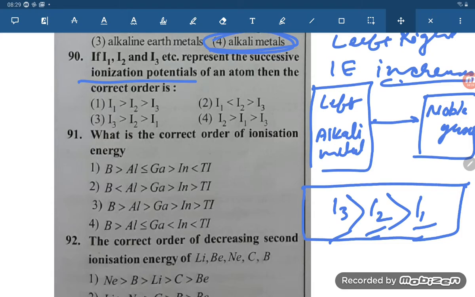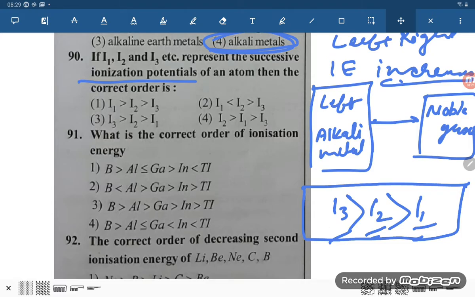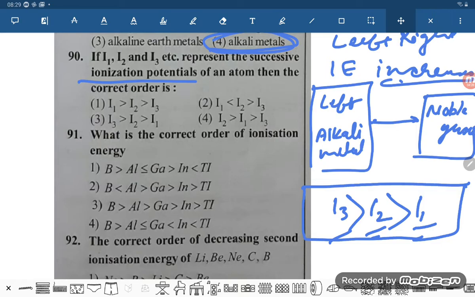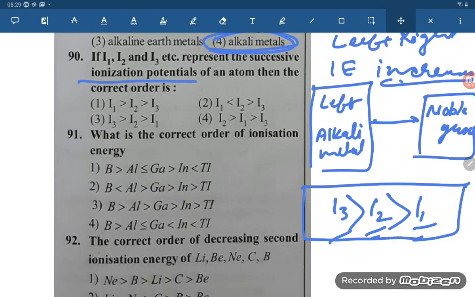So the amount of energy required to remove the electron, that is I1, is greater than I2. So the correct option will be option number 3, student. Now let us move to question number 91. What is the correct order of ionization enthalpy? Correct order of ionization enthalpy, student.